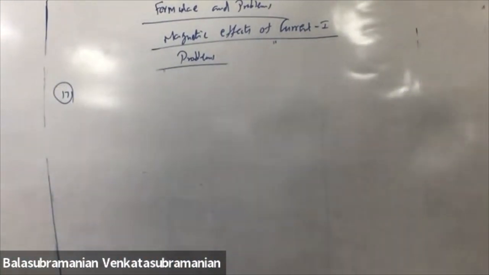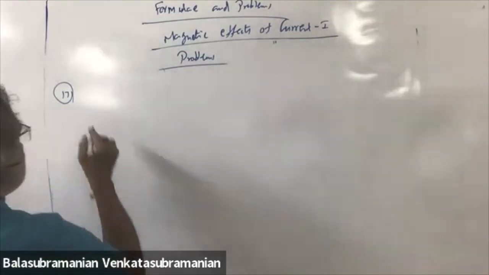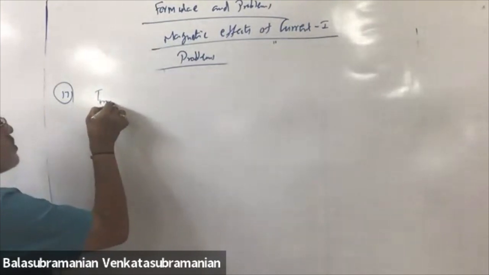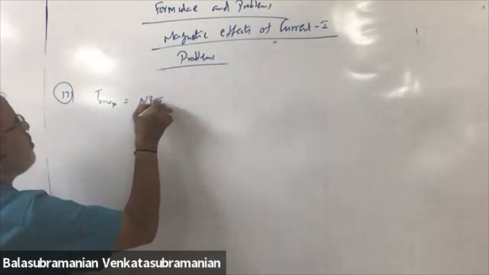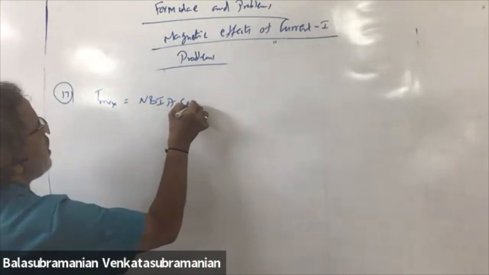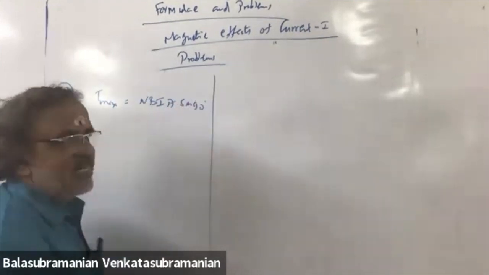17. The maximum torque on a coil of effective area 0.04 meter square is 4 into 10 power minus 8 Newton meter when the current in it is 100 microampere. Find the magnetic induction. Maximum torque, tau max is equal to NBIA sin theta. Maximum means theta is 90.